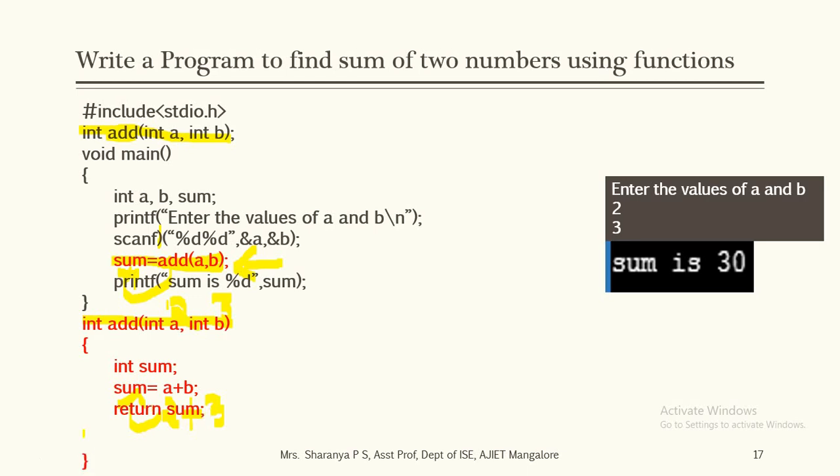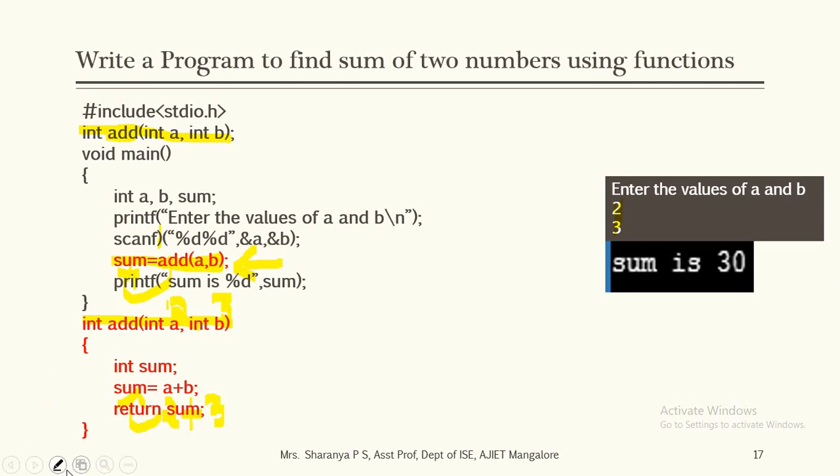After this computation, the value we computed, that is 2 plus 3, 5, will be returned back to the program. So how will the final result be? Sum will be 5. So it is going to display as sum is 5. With respect to these two inputs, the sum should be 5. Suppose if it is 10 plus 20, then the sum will be 30.